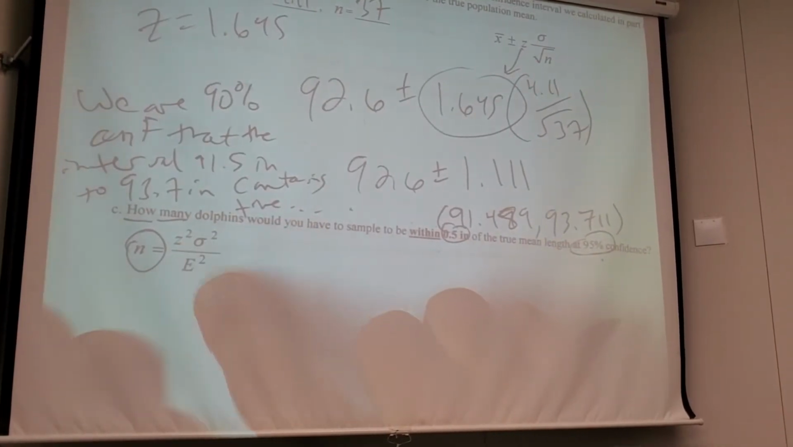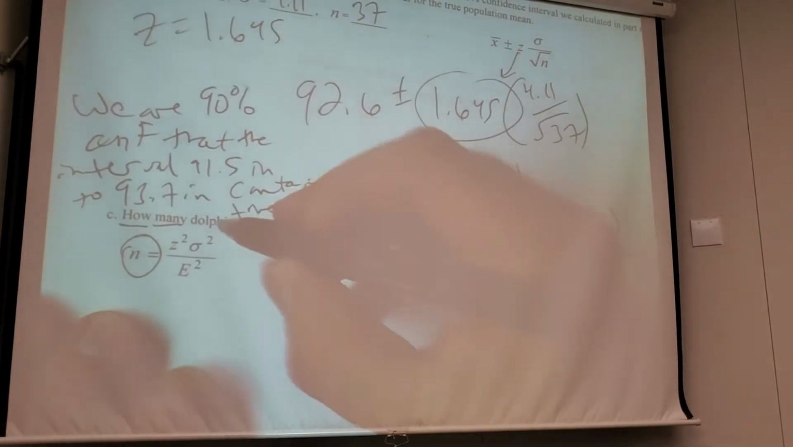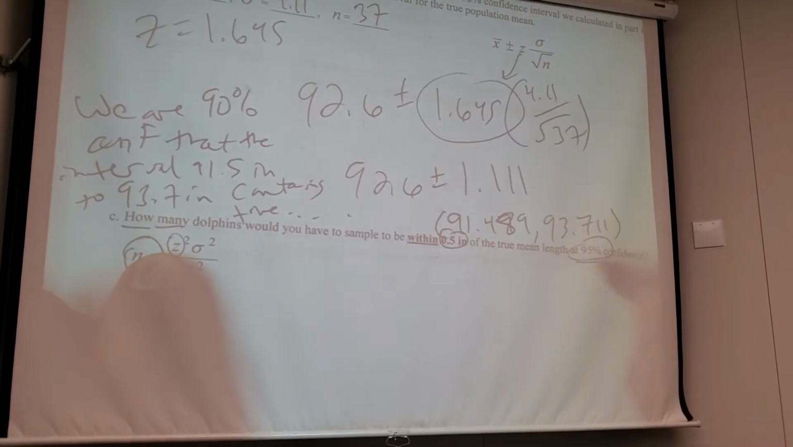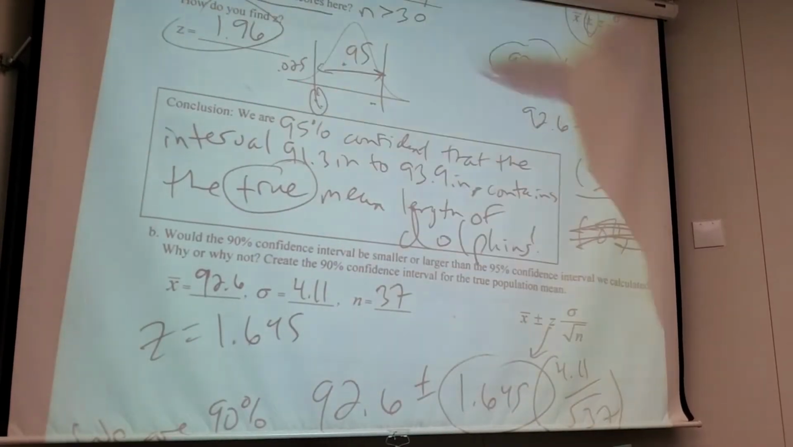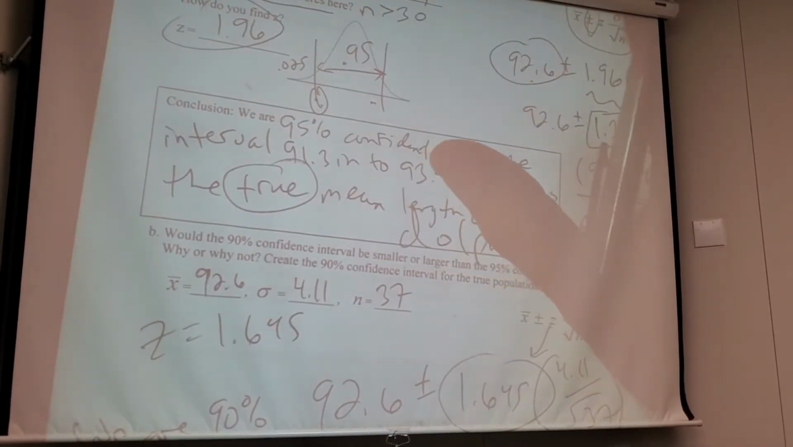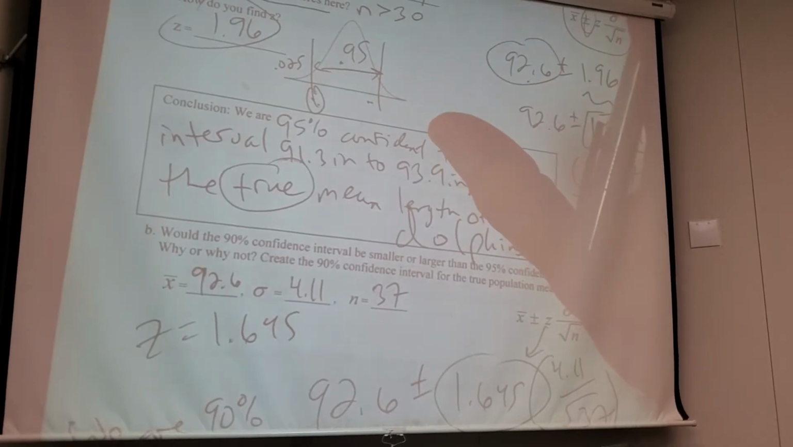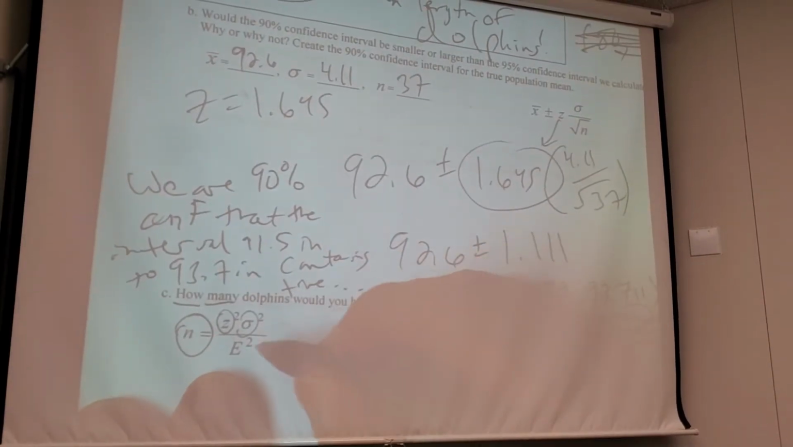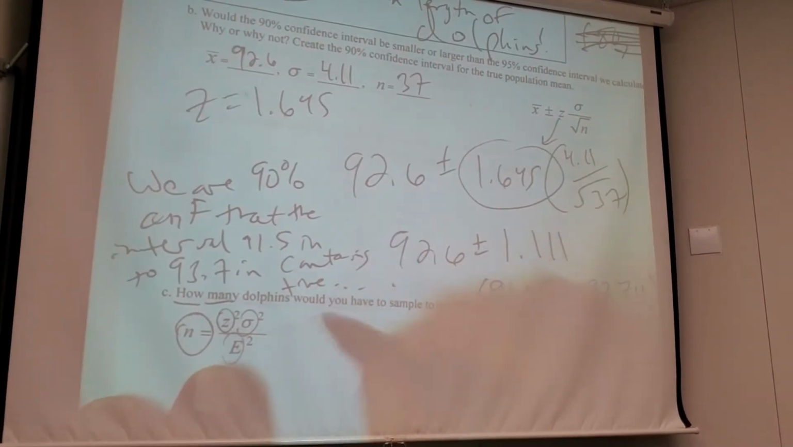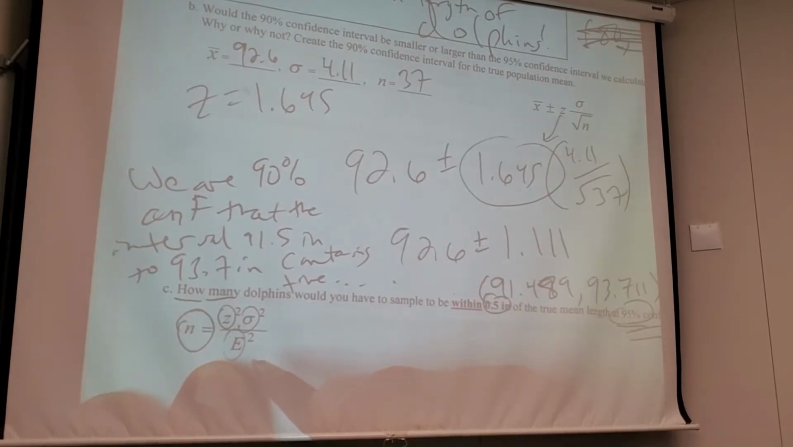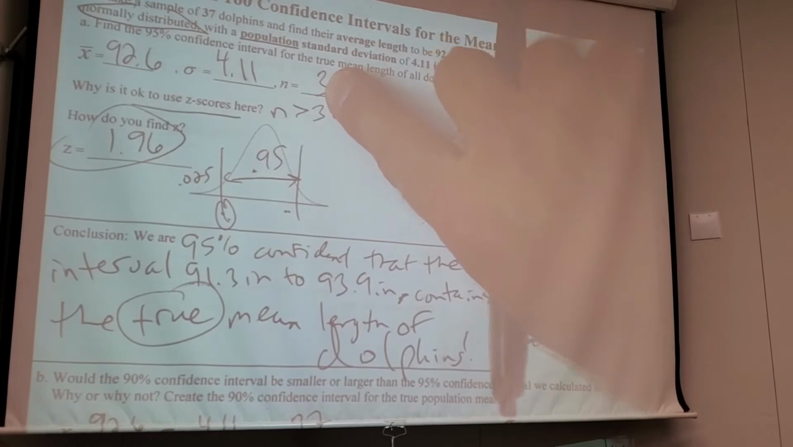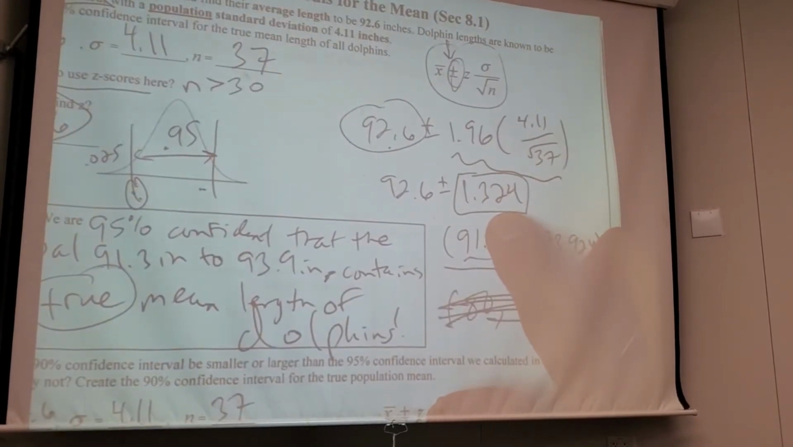So now real quick, watch. If I put in here 1.96. Why? Because it's a 95% confidence, and we know that that's 1.96. Are you guys with me so far? Yes? And then I put in there the sigma, the 4.11. If I put 1.324 right there, I already know it would come out to be 37, because I know a sample size of 37 gives me an error of 1.324.